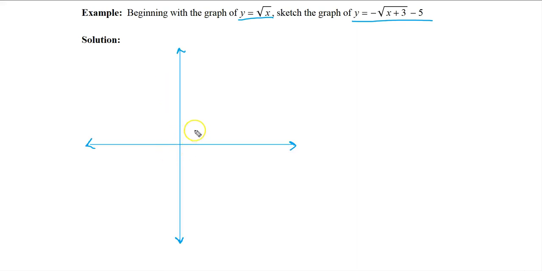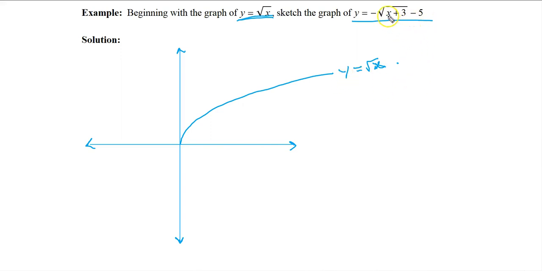So here we have our Cartesian plane. Now you do have to remember what the basic graph of the square root of x looks like. That will look something like this. You can graph this on a calculator. Check this out. That's the basic graph of y equals root x. Check that out on any graphing calculator. Notice our domain is 0 to infinity and our range is 0 to infinity.